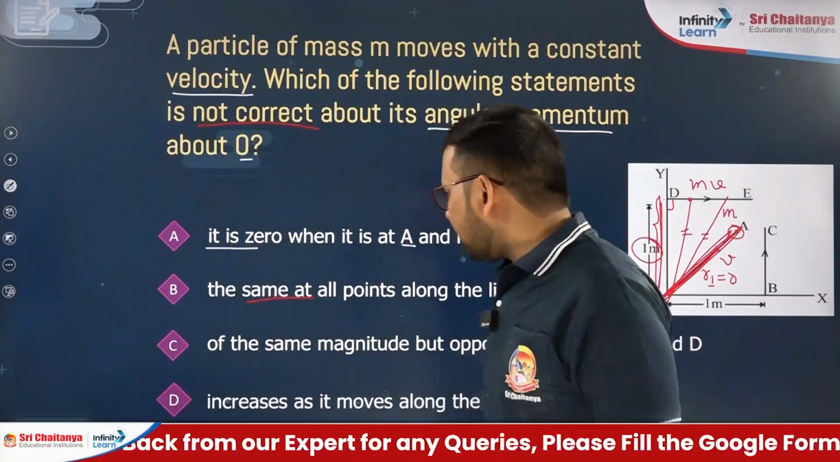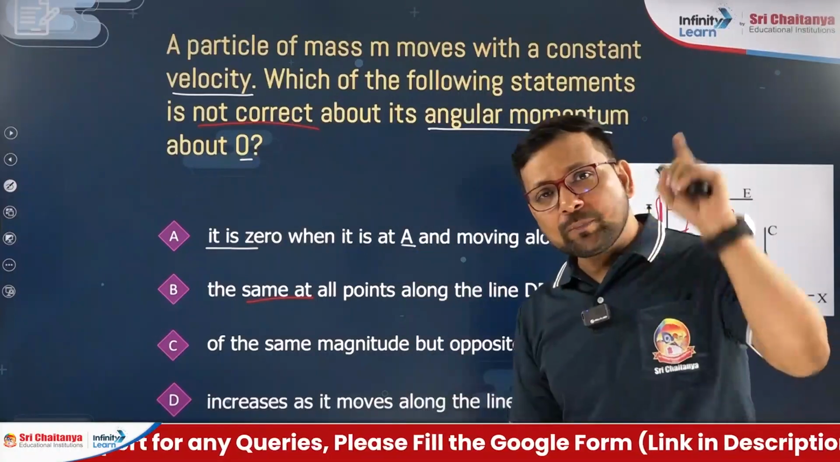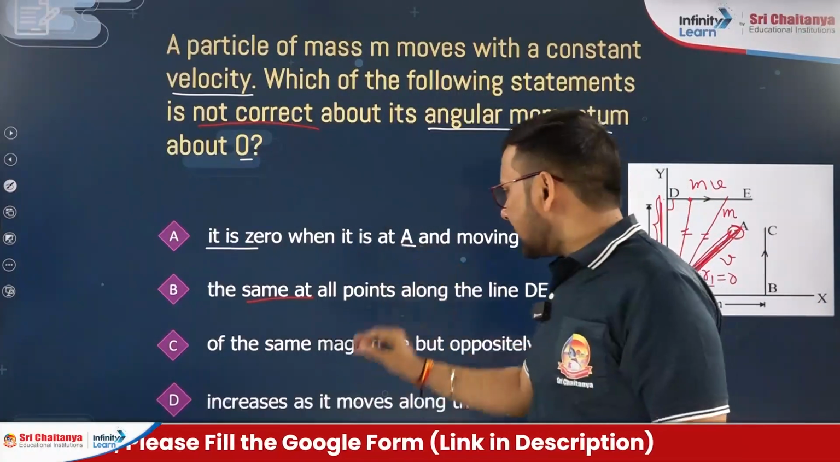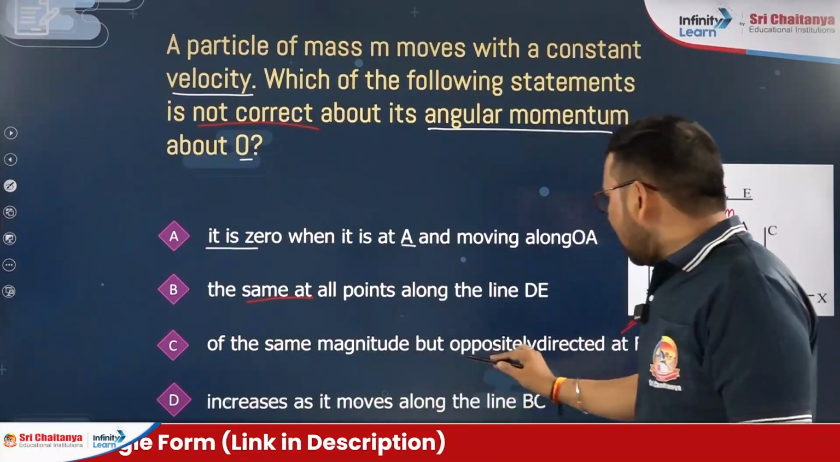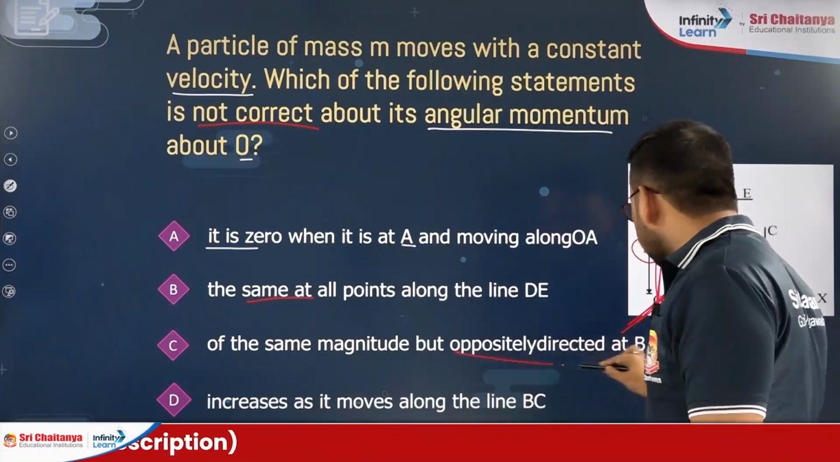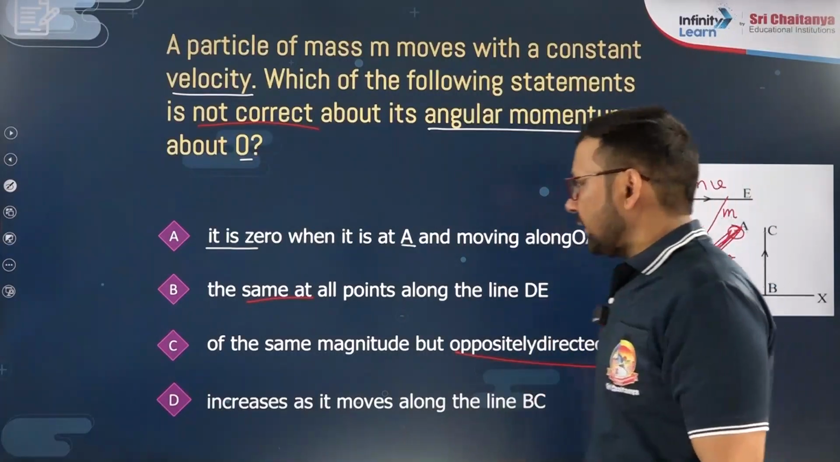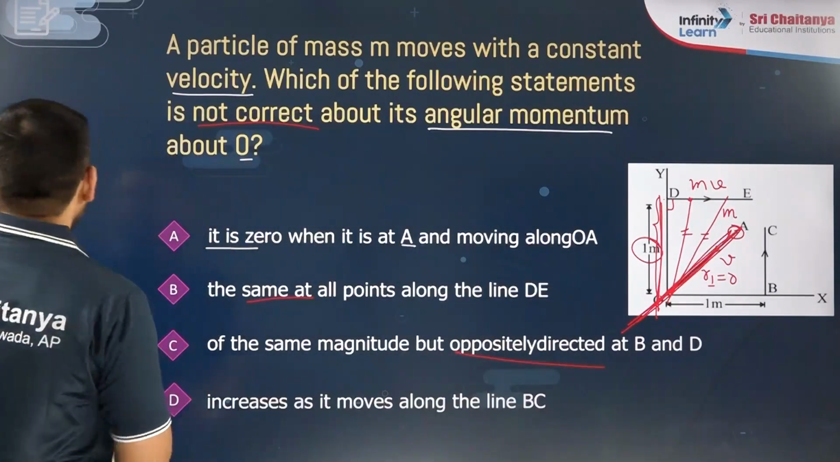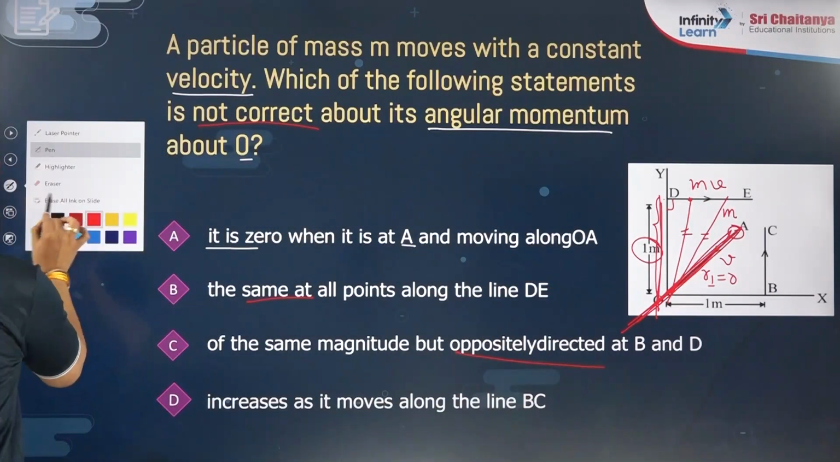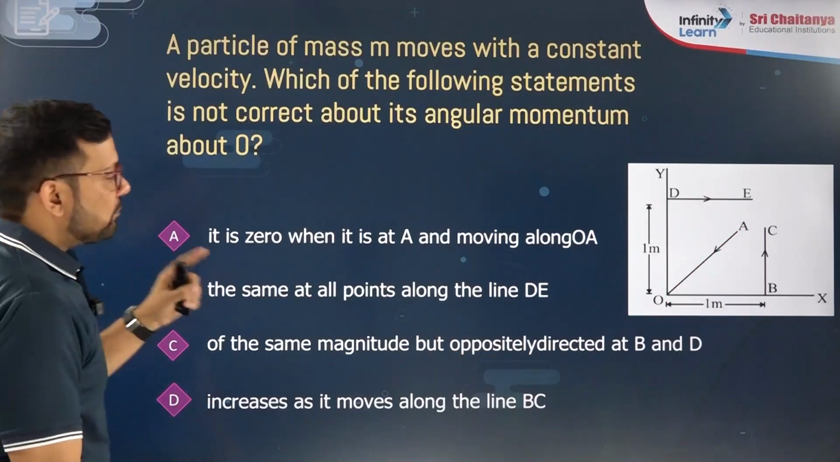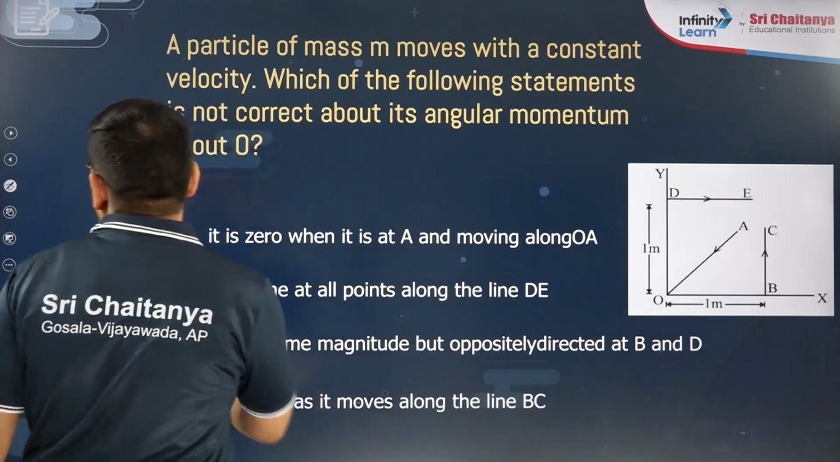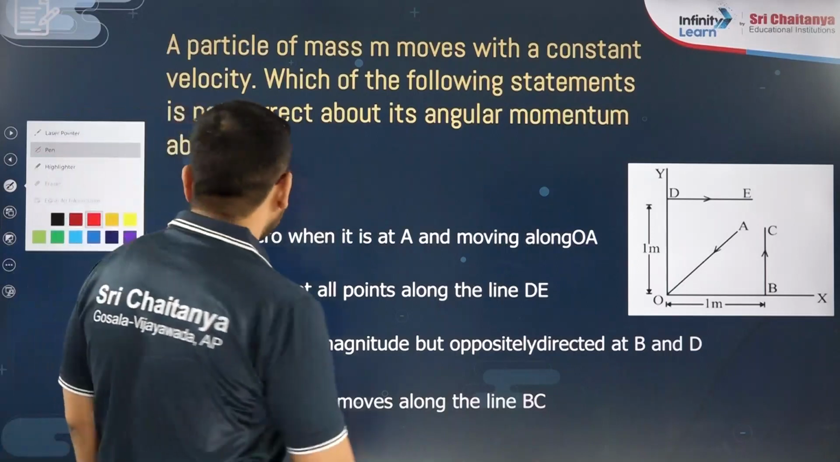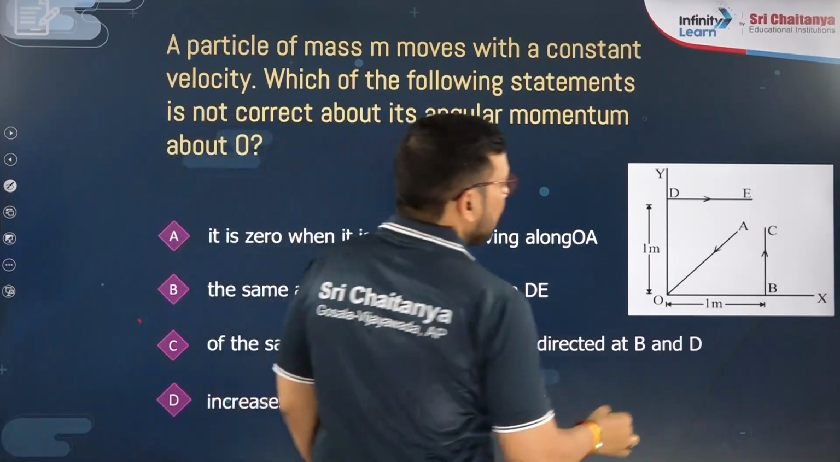Now read the third one. See, it is a theory question, I will go up to the D option, then I will decide. Of the same magnitude but opposite directed at B and D. Okay, pick the points B and D. And when we are picking the points B and D, then we will see whether the directions at B and D are opposite or not. Let's have a look. Where is B?